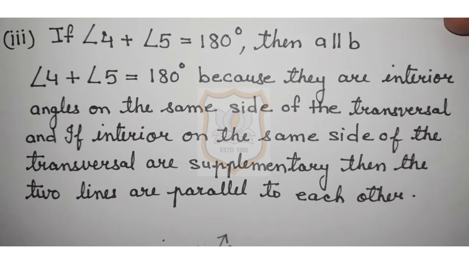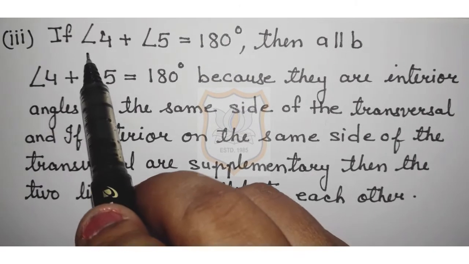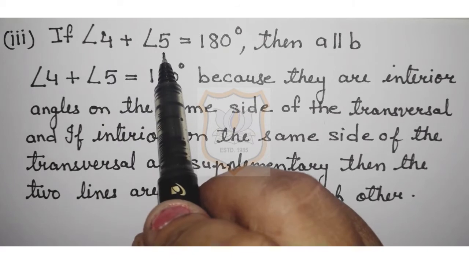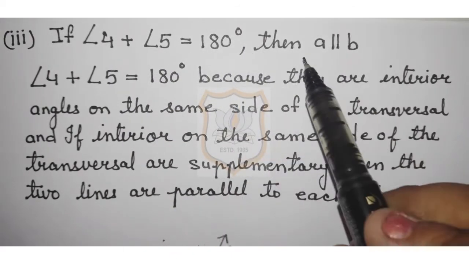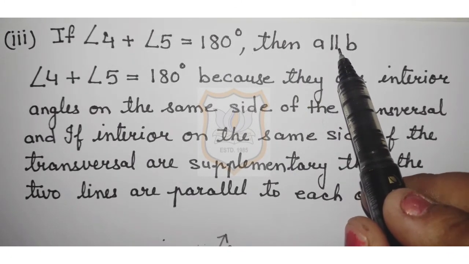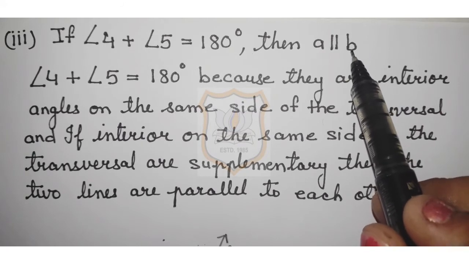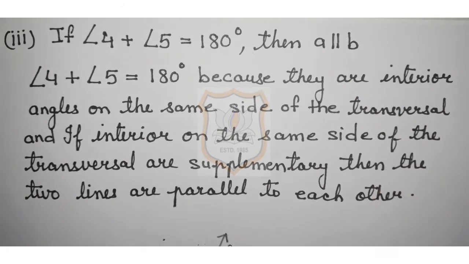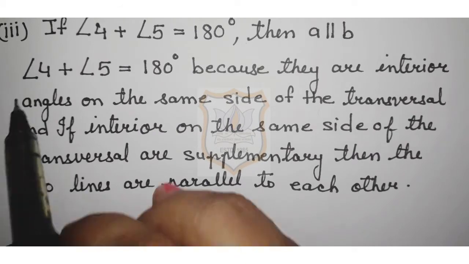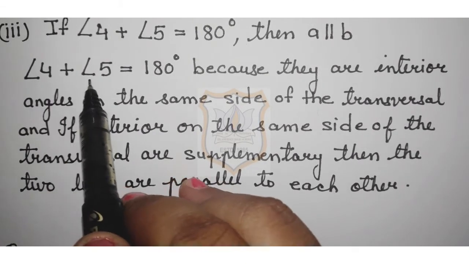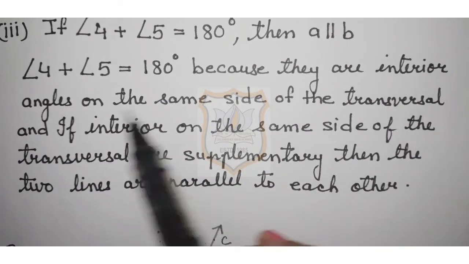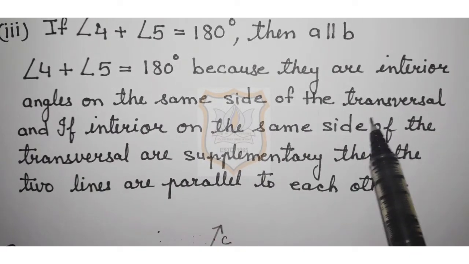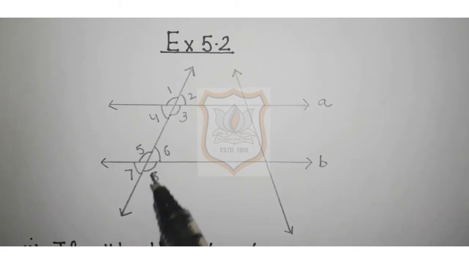Student, third part of question number 1 is, if angle 4 plus angle 5 is equal to 180 degree, means they are supplementary, then line A is parallel to line B. That you have to tell by giving the reason. So, reason for that is, angle 4 plus angle 5 is equal to 180 degree because they are interior angles on the same side of the transversal. Look at this figure.